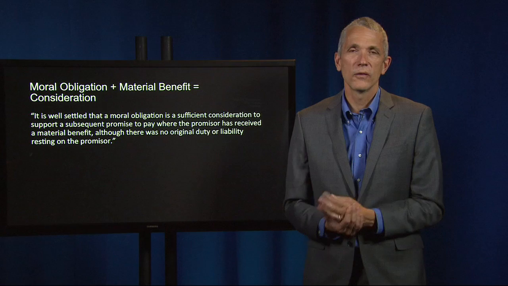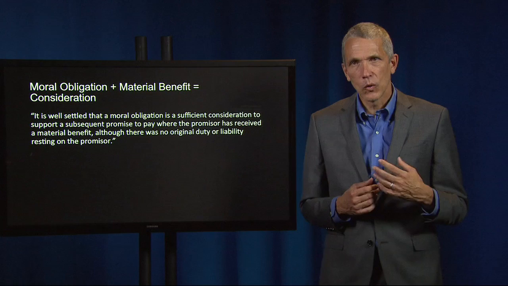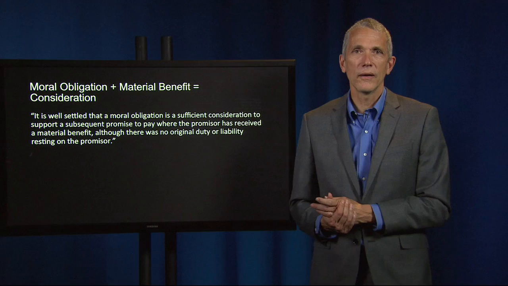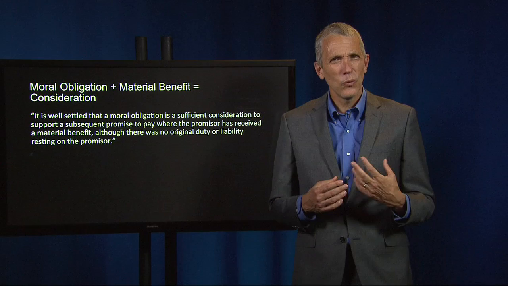The holding in Mills v. Wyman that moral obligation without a pre-existing legal obligation is not sufficient to support consideration is often considered the traditional rule, while the holding in Webb v. McGowan, by contrast, is often called the modern rule. Can the decision in Webb be reconciled with Mills?